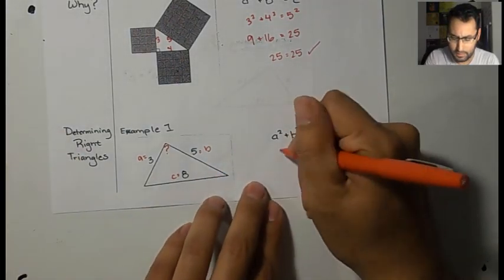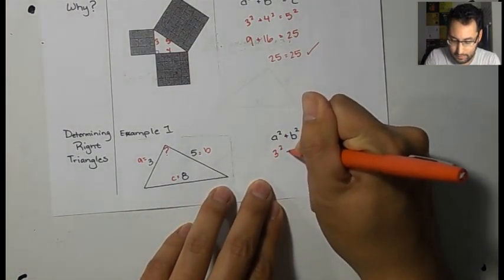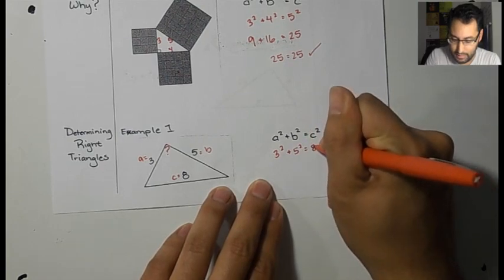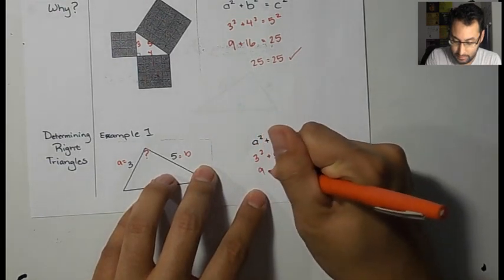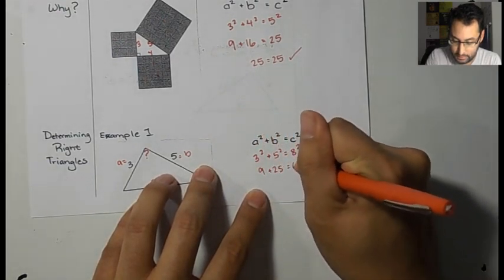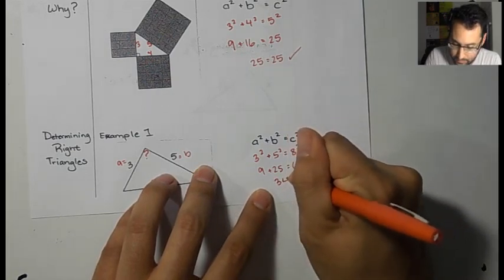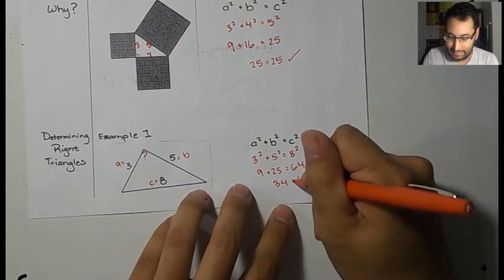So let's go ahead and plug that into here. If this is true, if I get a true statement, then this is a right triangle. If not, then it's not a right triangle. 3 squared is 9, 5 squared is 25, 8 squared is 64. If I add up 9 and 25, that is 34. Is 34 equal to 64? This is not true.